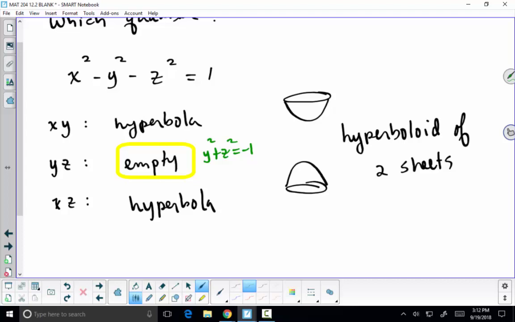So that corresponds to the hyperboloid. The hyperboloid of 2 sheets is the only one that has a cross section with nothing. The cone has a cross section that's a point. The paraboloid has a cross section that's a point. The hyperboloid of 2 sheets is the only one that's disconnected.